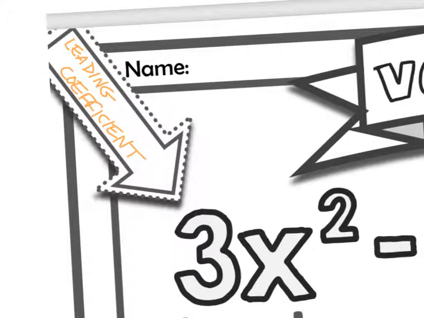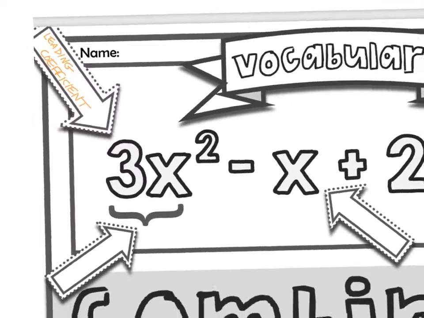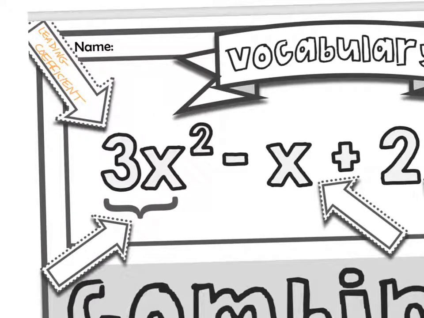So the leading coefficient is important because when we go to look at that first term and the one that's leading off, we have to look to see if there's a sign, a positive or a negative in front of it. So in this case, there's no sign in front of the 3. So that indicates that the 3 is positive, and that is going to be important as we move forward.